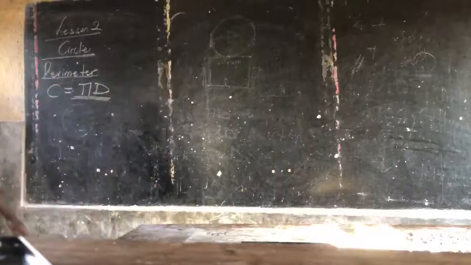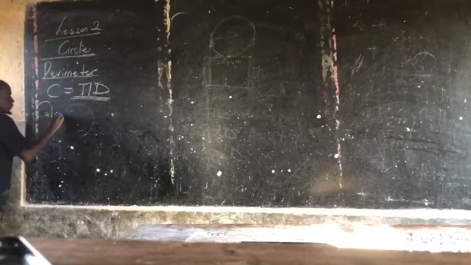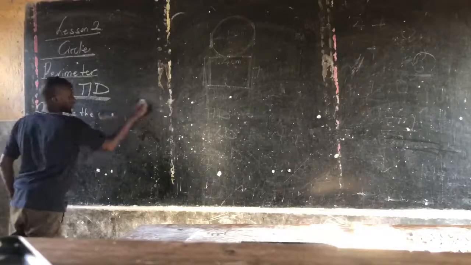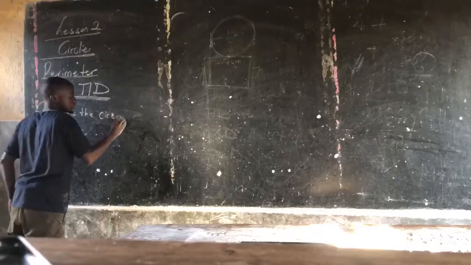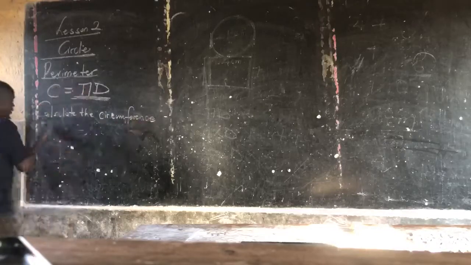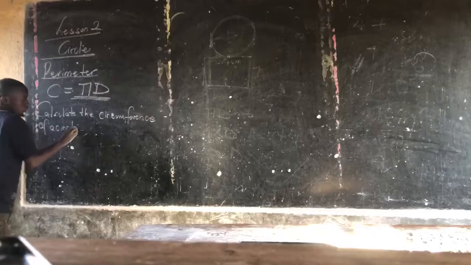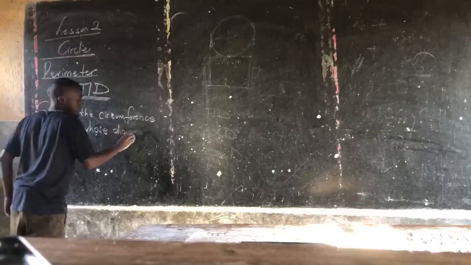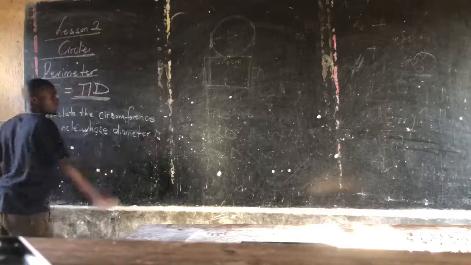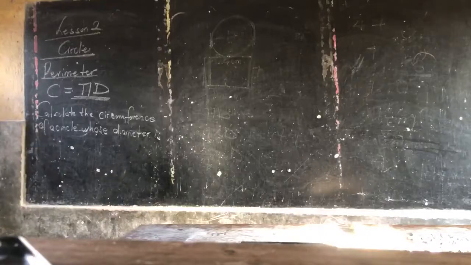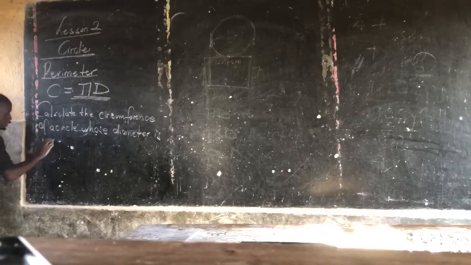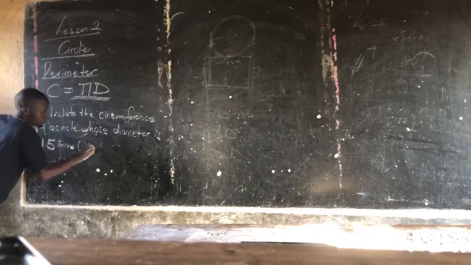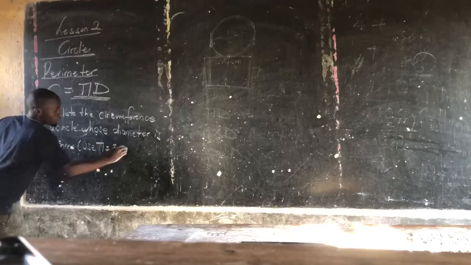Let me give one example. Calculate the circumference of a circle whose diameter is 15 millimeters. Let us use pi as 3.14.